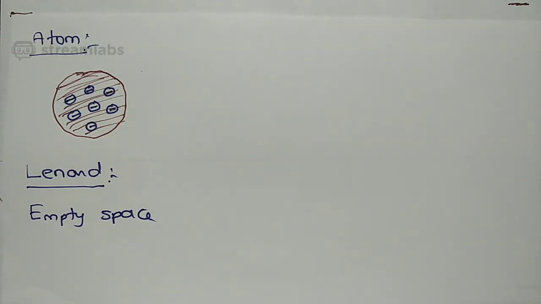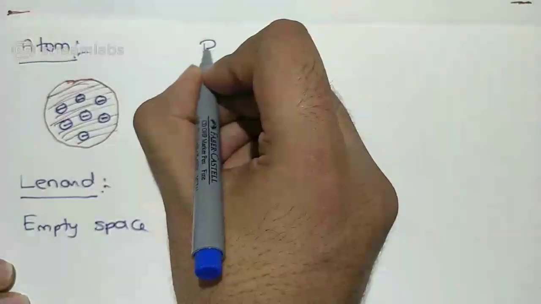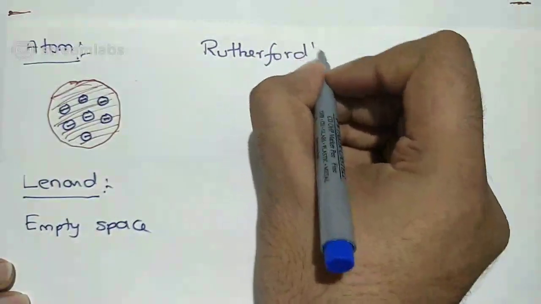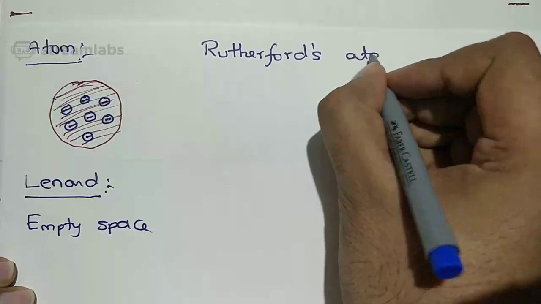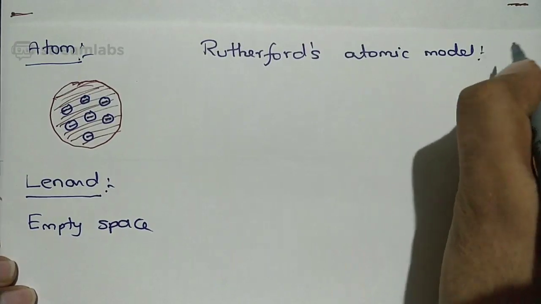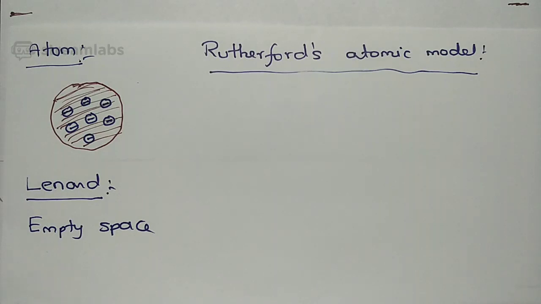in 1911, worked to understand more about this ambiguity. Finally he came up with a brilliant model that even now we are following, that is Rutherford's alpha particle scattering model, also called Rutherford's atomic model, or Rutherford's planetary model, because this model almost resembles the planetary model.